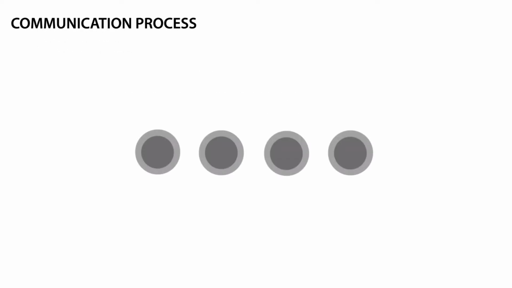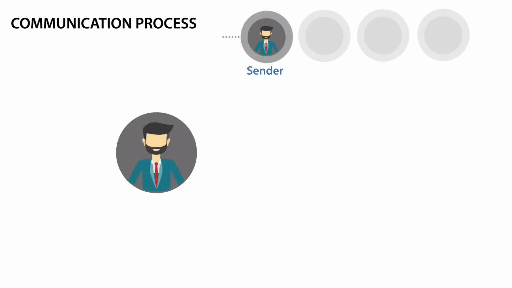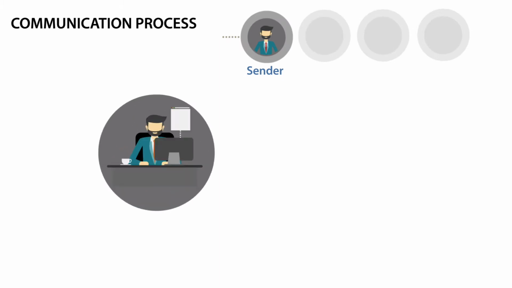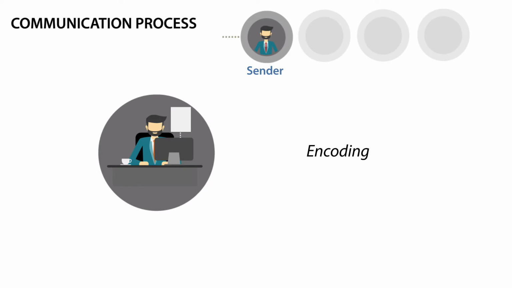The high-level communication process is broken down into four major components. First, you have the sender. The sender is the individual that is responsible for formulating the message. As the sender, you are also responsible for identifying the intended recipient, the transmission of the message, and making certain it is clear, complete, timely, and concise. This process is known as encoding.